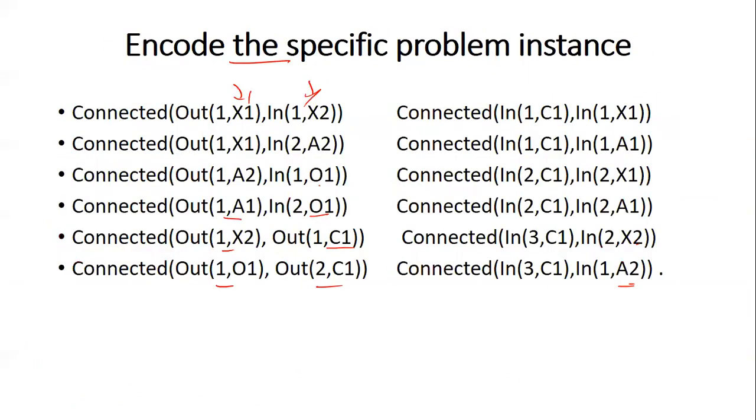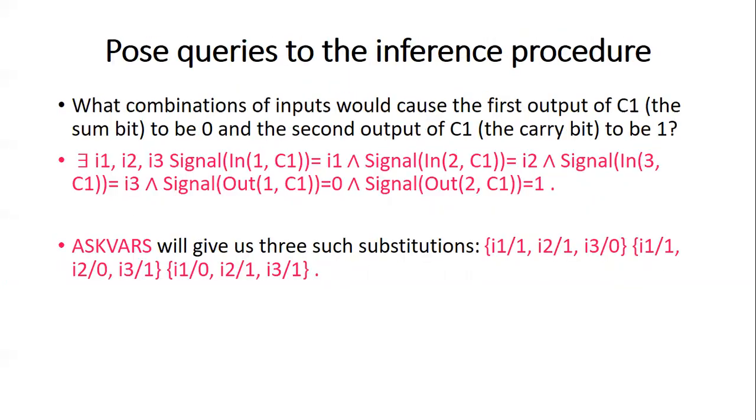So now after encoding this generic knowledge and specific knowledge, we can query the knowledge base to check whether the knowledge base is responding properly or not. For example, we can ask the knowledge base an inquiry like, what combination of inputs would cause the first output of C1 to be 0? For which combination of the input will the first output be 0 and the second output be 1?